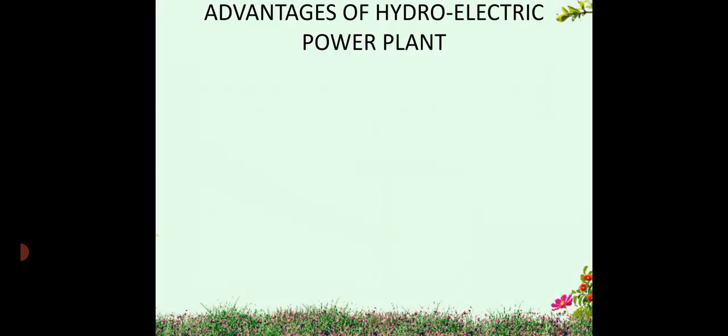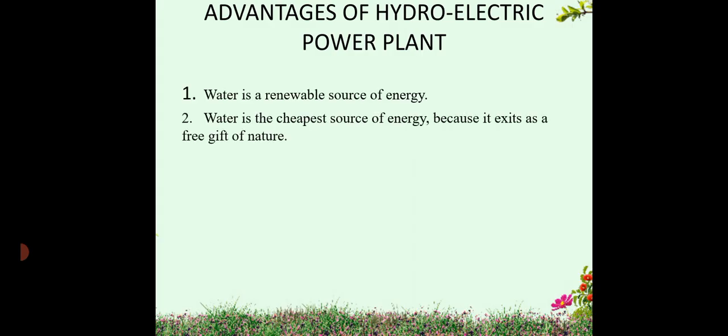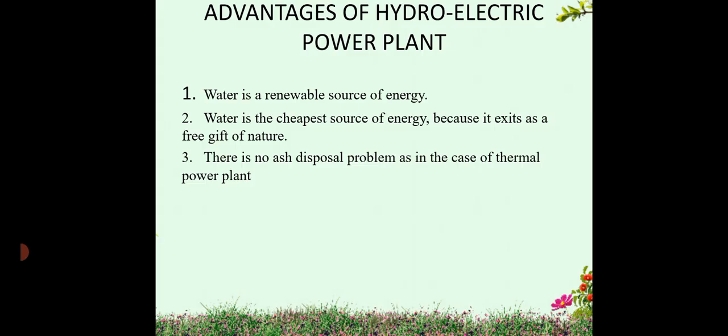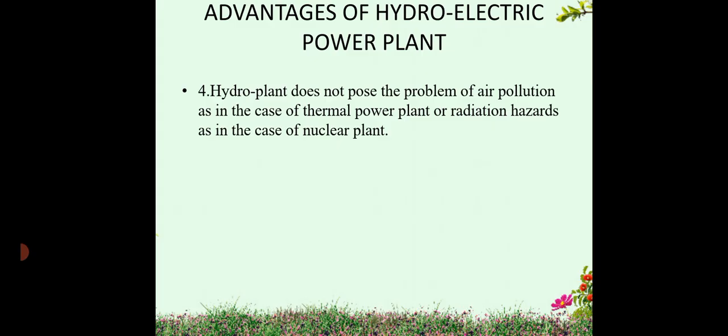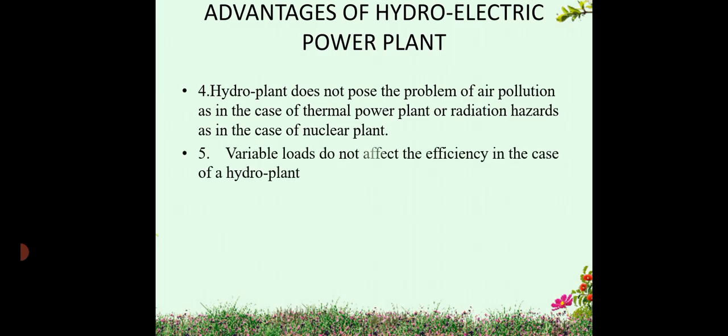Let us see the advantages of a hydroelectric power plant. Water is a renewable source of energy and also the cheapest source of energy because it exists as a free gift of nature. By using a hydroelectric power plant, there is no ash disposal problem. A hydro power plant does not pose the problem of air pollution as in the case of a thermal power plant, or radiation hazards as in the case of a nuclear power plant. Compared to other power plants, a hydro power plant is somewhat eco-friendly.